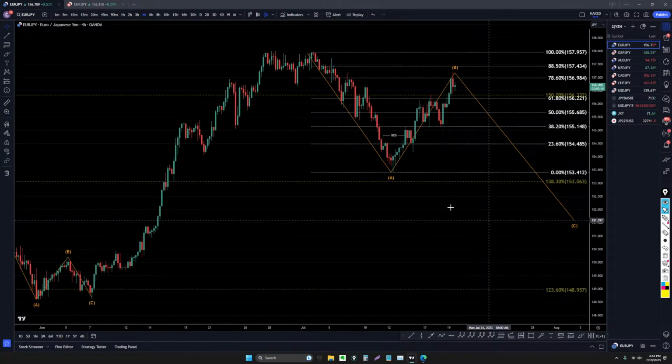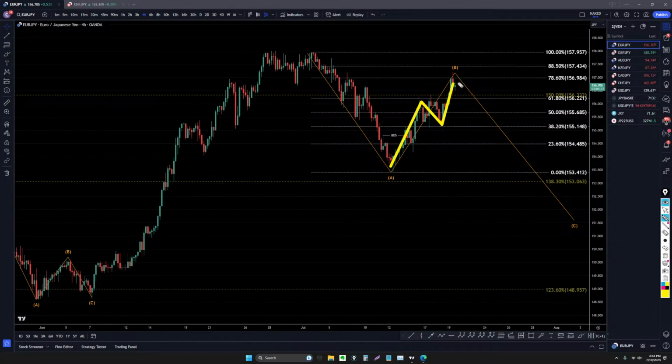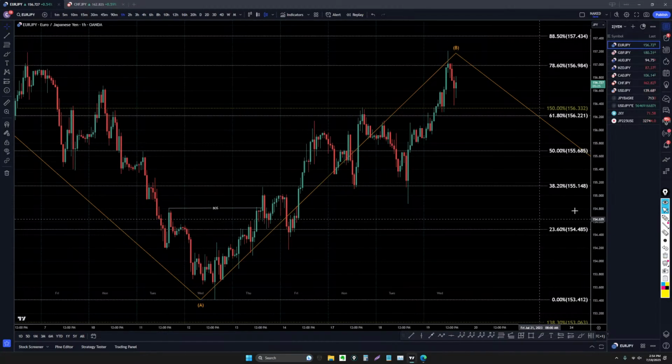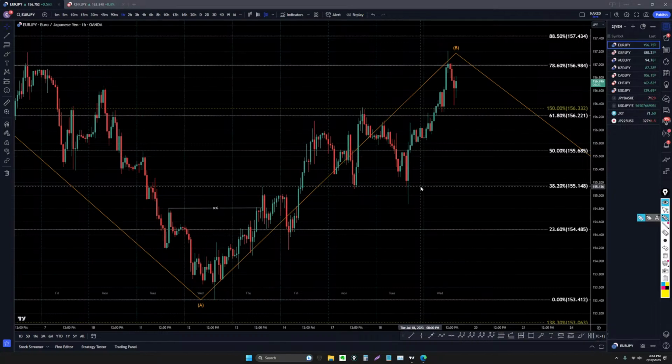So the 4 hour time frame on the euro yen, I think this move up is a B. I think this is an A, B, C of B. And I think that we're at the 78%. I think this could be a likely place for this to turn down. I definitely wouldn't try to go short until I see an impulsive move to the downside, like an impulsive engulfing move down, but it definitely looks like it's getting close.